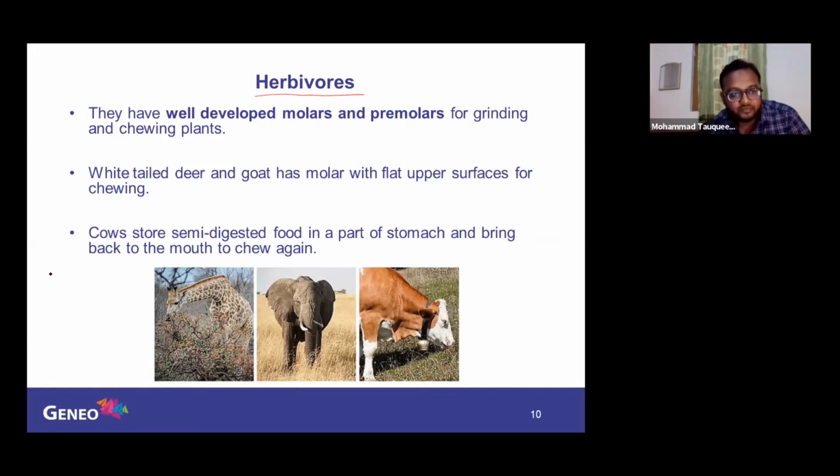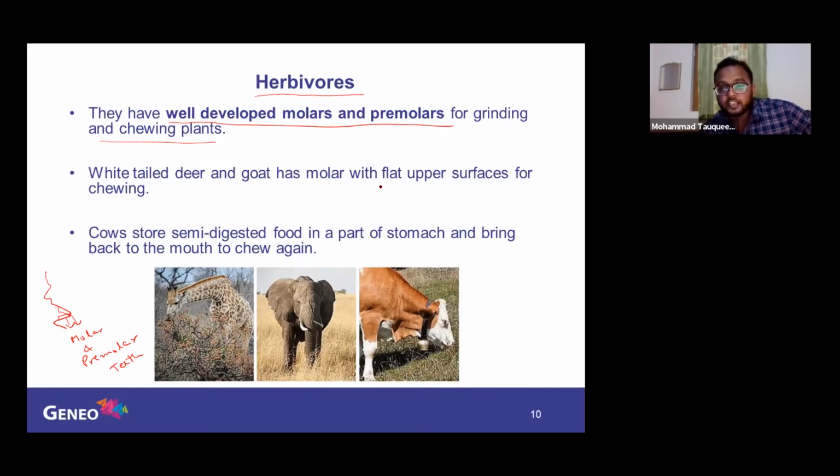Suppose I am drawing a figure of our mouth space. See, I have opened the mouth. So molars and premolars are present here at the back of the jaw. Here you will find molar and premolar teeth. These teeth at the back of the jaw help us in chewing the food. So the herbivores have well developed molars and premolars for grinding and chewing the plants.